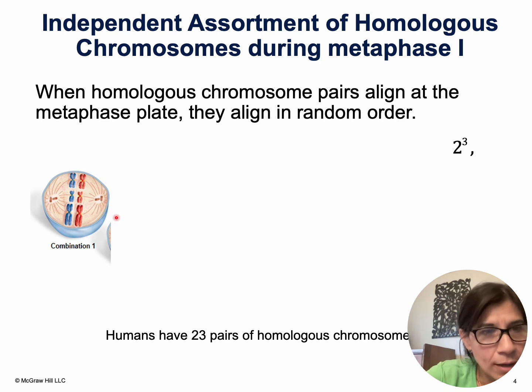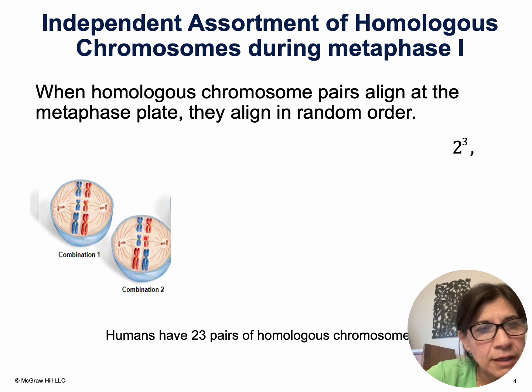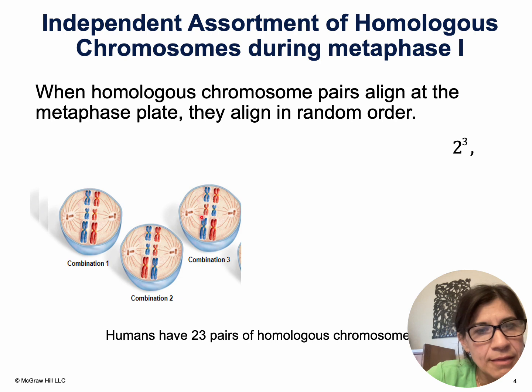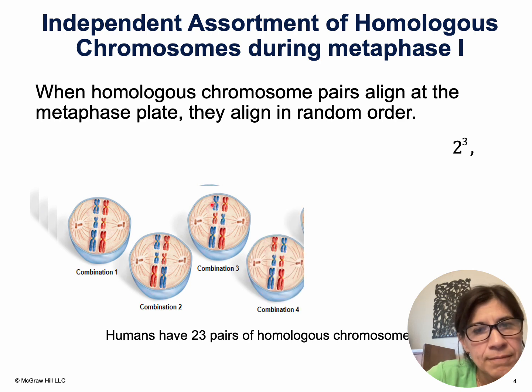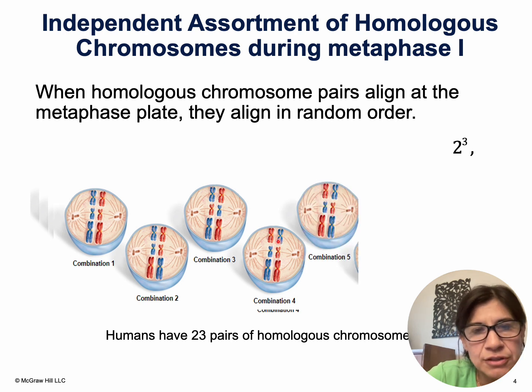And so this is one combination. Here, what's the difference? Look at the last homologous pair on the bottom. See how the red one lined up on the left and the blue one on the right? In combination 3, the middle pair flipped. In combination 4, the top flipped. And so there are 8 different combinations by which these 3 homologous pairs can line up.